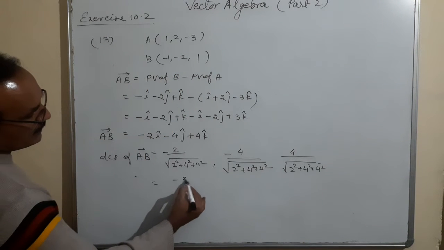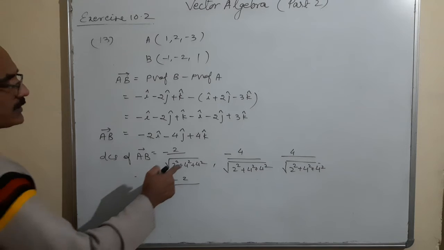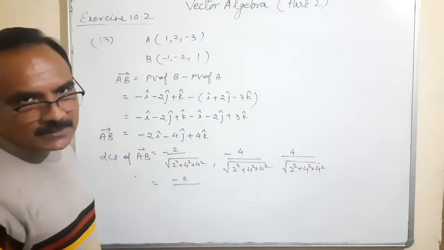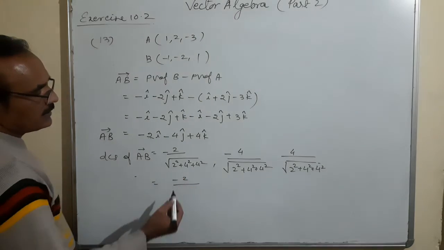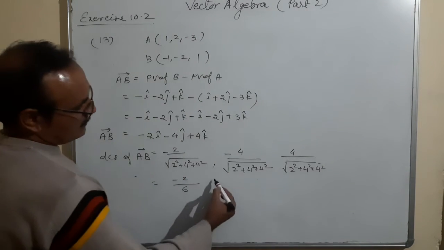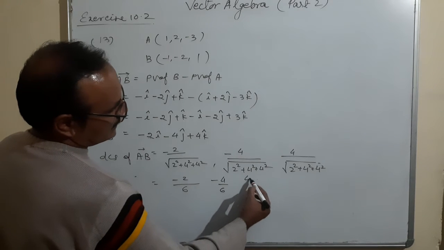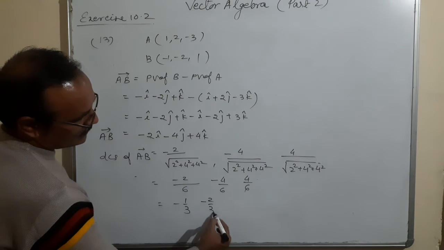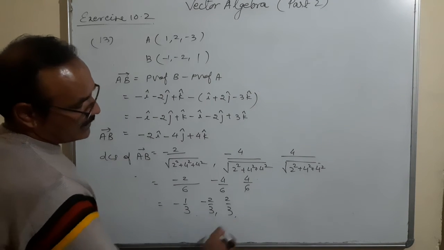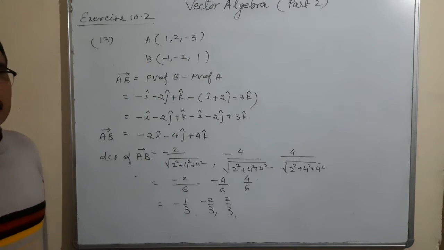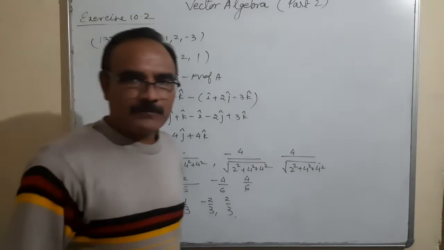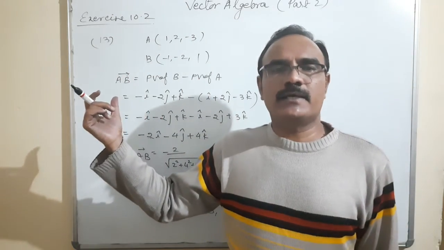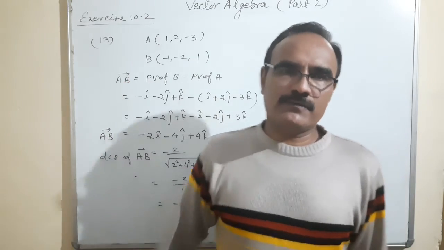So direction cosines are minus 2 upon, 4 plus 16 is 20, plus 16 is 32, 32 plus 4 is 36. Square root of 36 is 6. So minus 2 upon 6, minus 4 upon 6, and 4 upon 6. That is minus 1 upon 3, minus 2 upon 3 and 2 upon 3. These are the direction cosines in the direction of A to B. Okay. So that is the procedure by which we'll find the direction cosines. Whatever the direction ratios are, we have to divide by the magnitude of this vector.